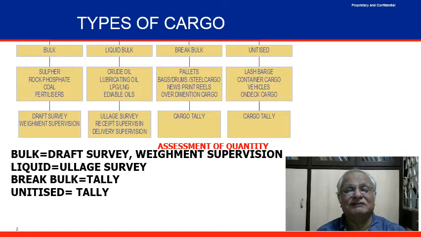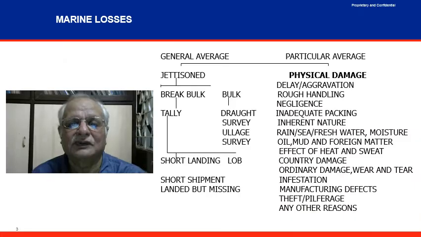The method of assessment is that a cargo tally is taken at the time of unloading. Then during storage it is also counted how much cargo is stored, and during deliveries it is also checked how much cargo is being delivered and what the condition is at the time of delivery. If there are damages during delivery, then a joint survey is held.